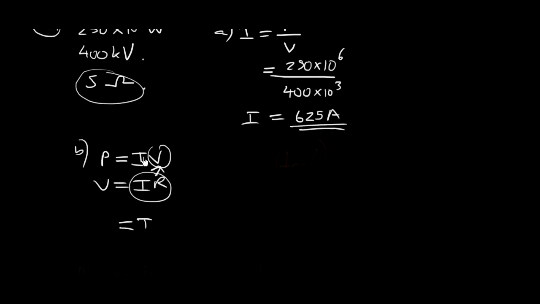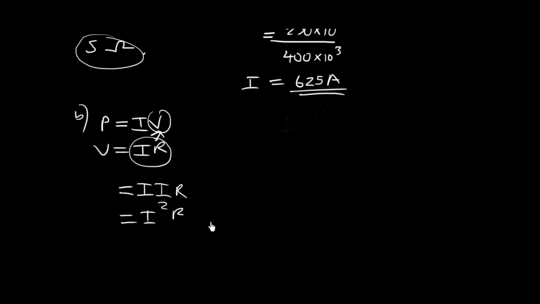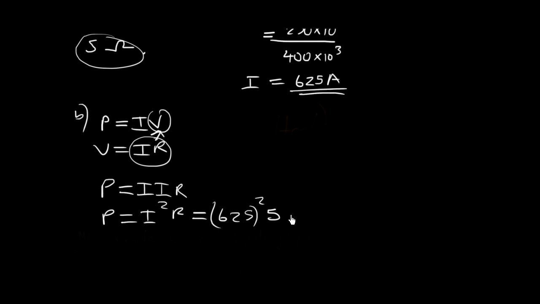So you get this I first, right? You get that I, and then the V you get IR. So you get I times R, which is I squared R. So that's the power loss through the resistor, and that's calculated by squaring the current, which is 625 squared, times the resistance, which is 5 ohms. And we find that if we do that, we should get an answer of 2 million watts, or 2 megawatts, or 2 times 10 to the 6 watts. That's how much power is lost through the resistor.